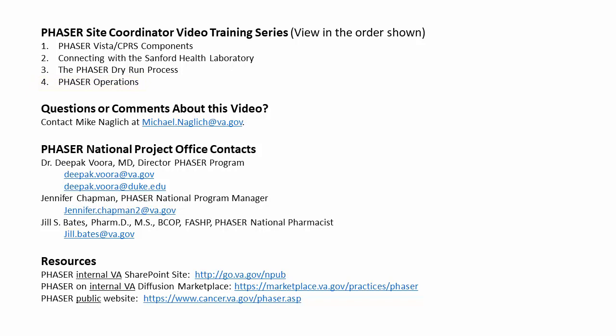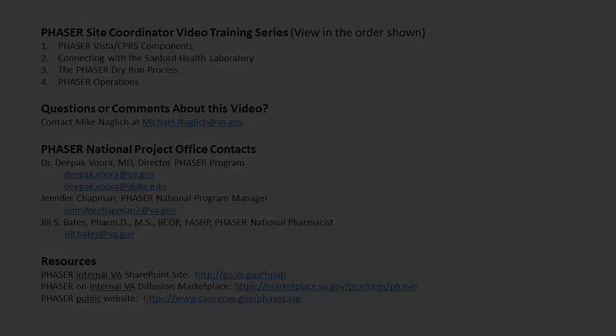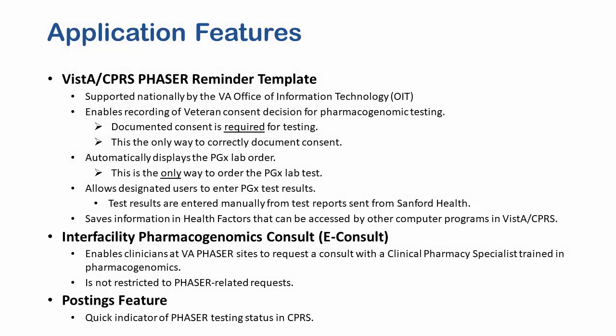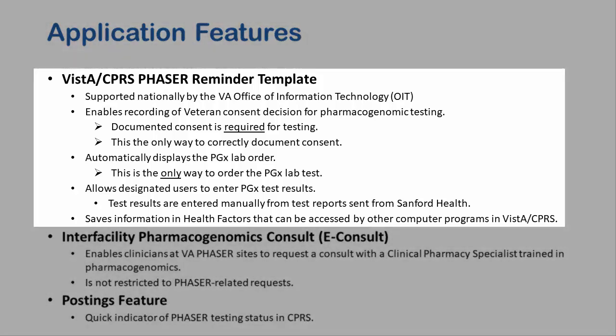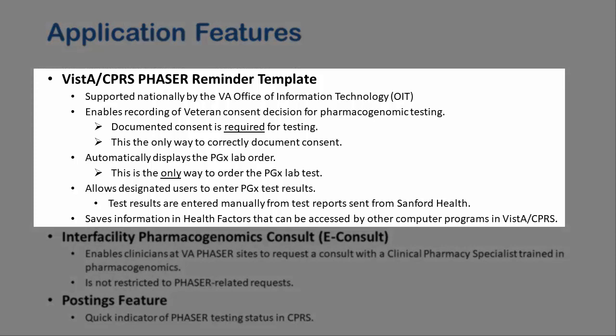testing begins. The primary value of PHASER pharmacogenomic testing lies in its ability to enhance medication management for our veterans. Three application features help make this possible. First and most important is the PHASER reminder template. Making PHASER available at a VA medical center starts with installing this template, which is distributed and supported nationally by the VA's Office of Information Technology.